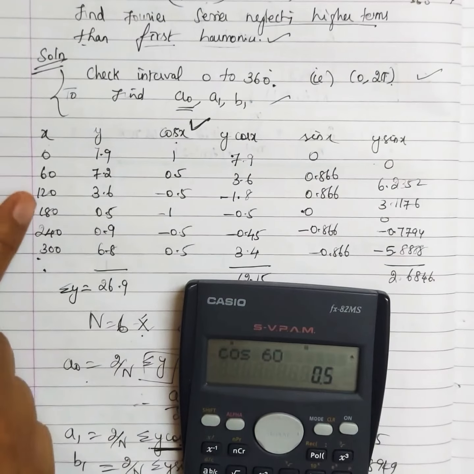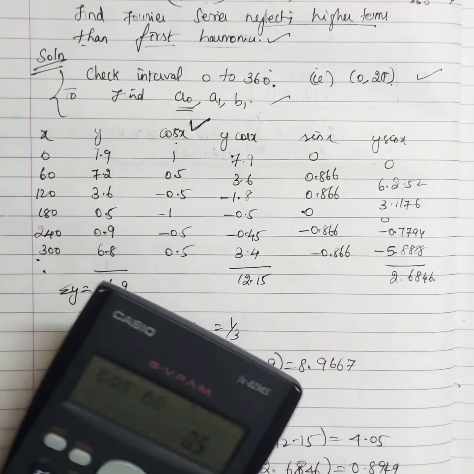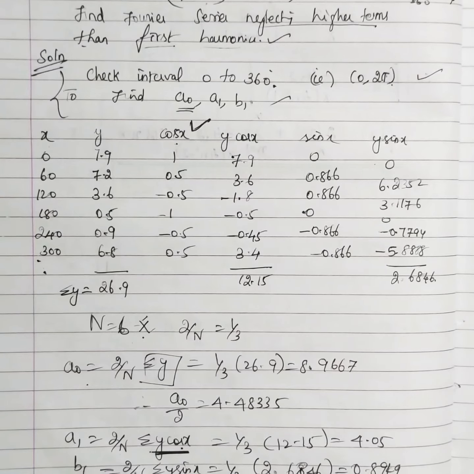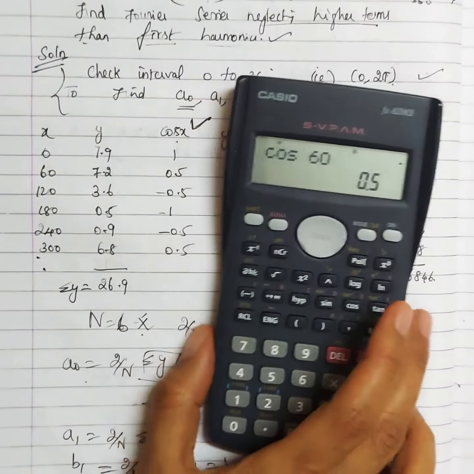So here 0, 60, 120, 180, it's in degree. Please be careful with this calculator, because in Fourier series, normal integration, if you are finding it tough, here you can gain marks easily, but you should be very careful with what mode you are using. Now it's easy. You can check even the next value.